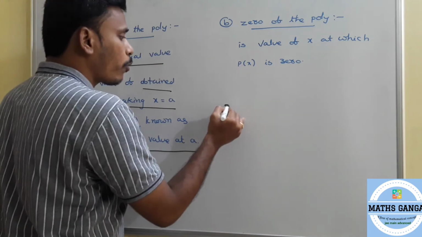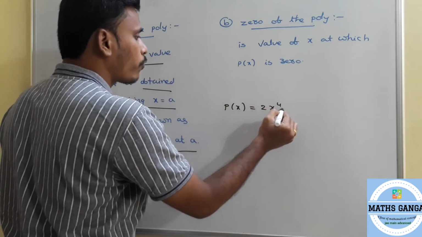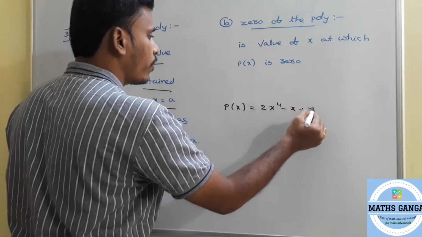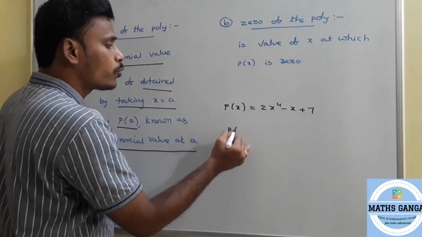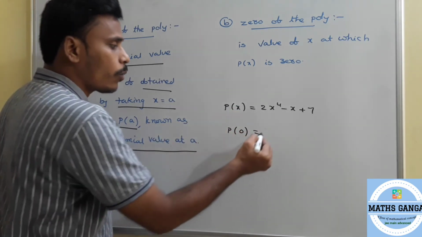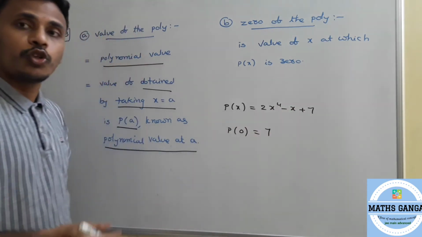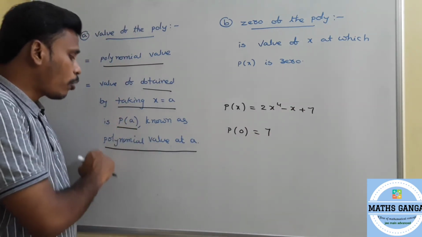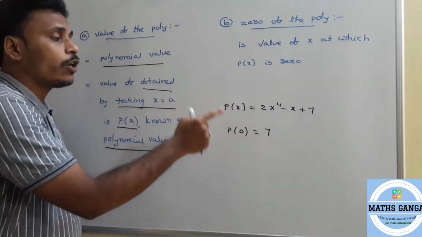For suppose my polynomial is p of x equal to 2x power 4 minus x plus 7. If this is my polynomial, then p of 0 is what? P of 0 means replacing x with 0. So that value is 2 into 0 minus 0 plus 7, right? P of 0 is 7. So the polynomial value at 0 is p of 0 and that value is 7.